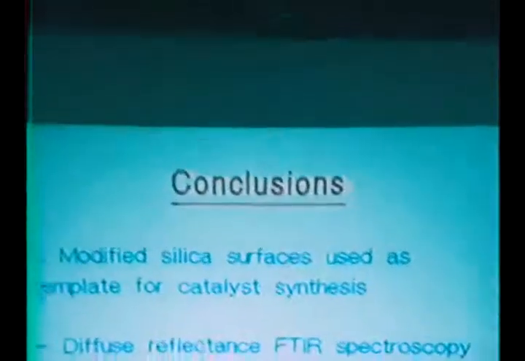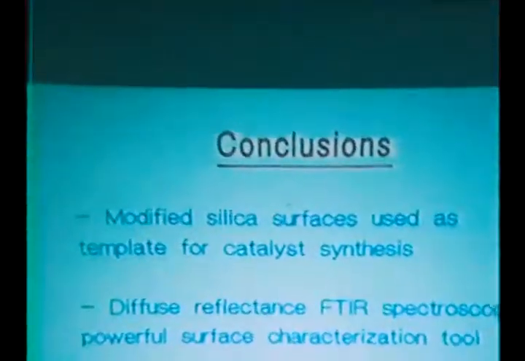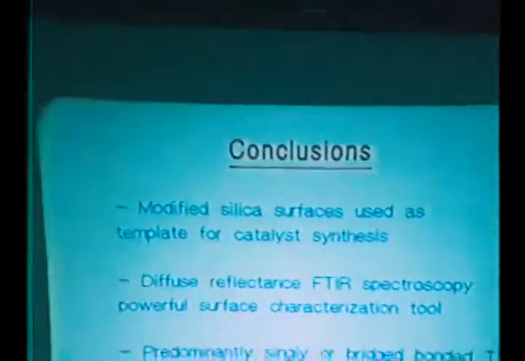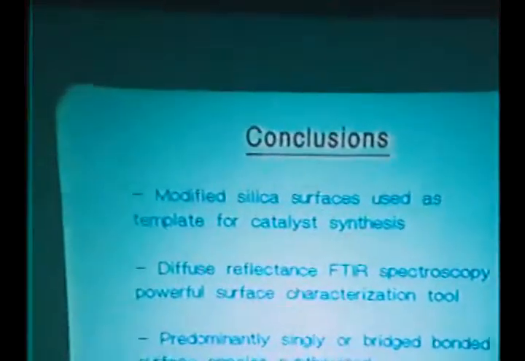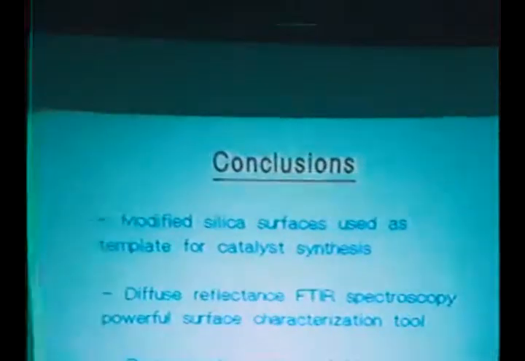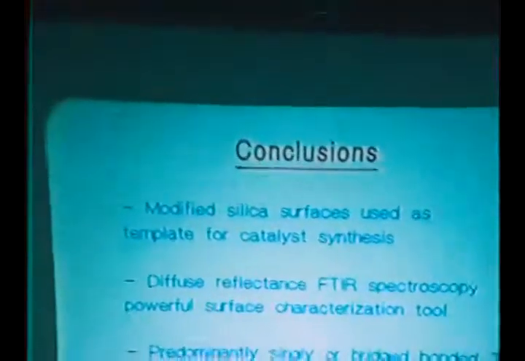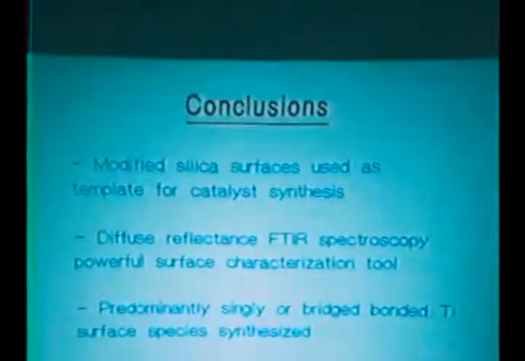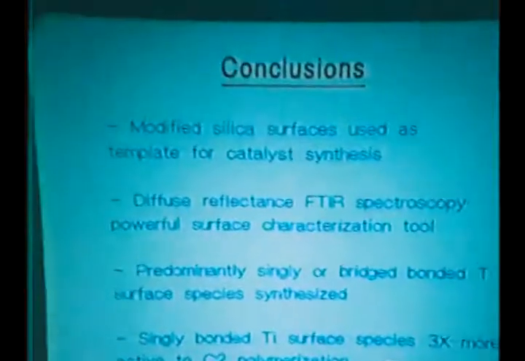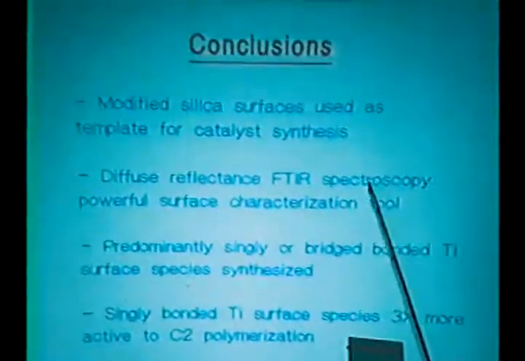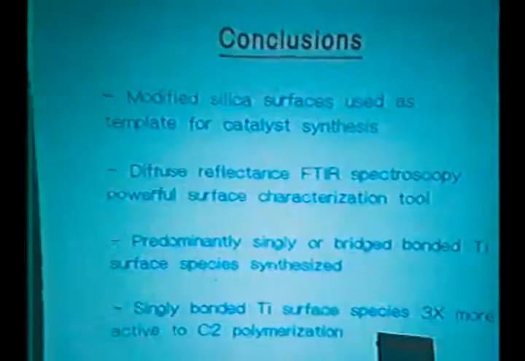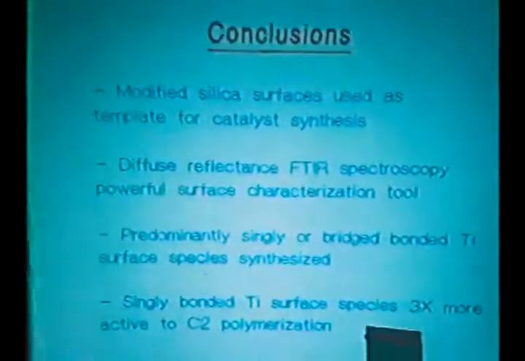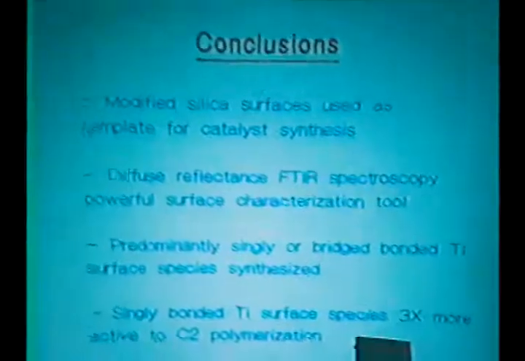So, in conclusion, what I've tried to convey is a way to pre-modify your silica surface to selectively eliminate certain types of functional groups, and then use that modified surface essentially as a template for catalyst synthesis, where you can selectively vary your types of surface species, active surface species, on the gel. Apparently the diffuse reflectance technique has caught on in the catalyst community, so that's probably not necessary at this point.